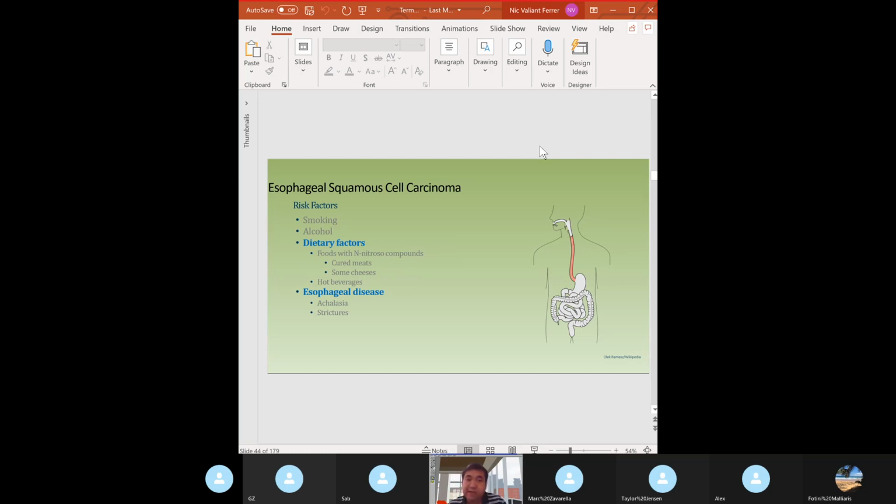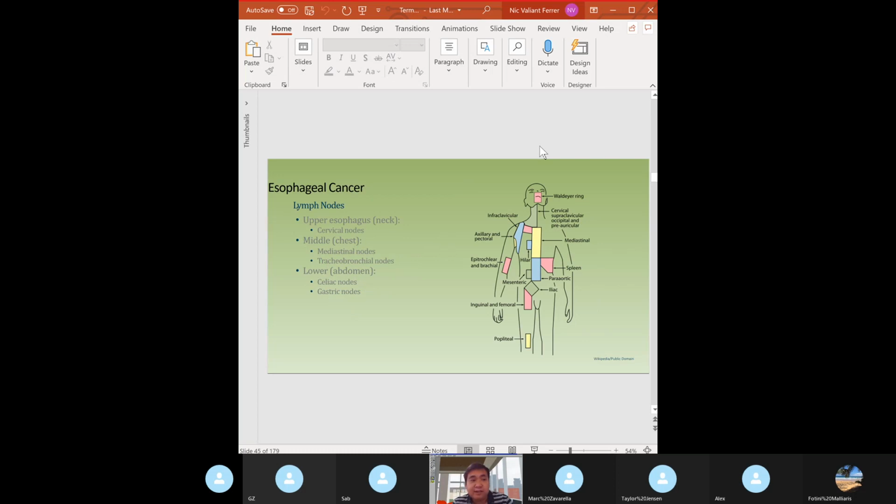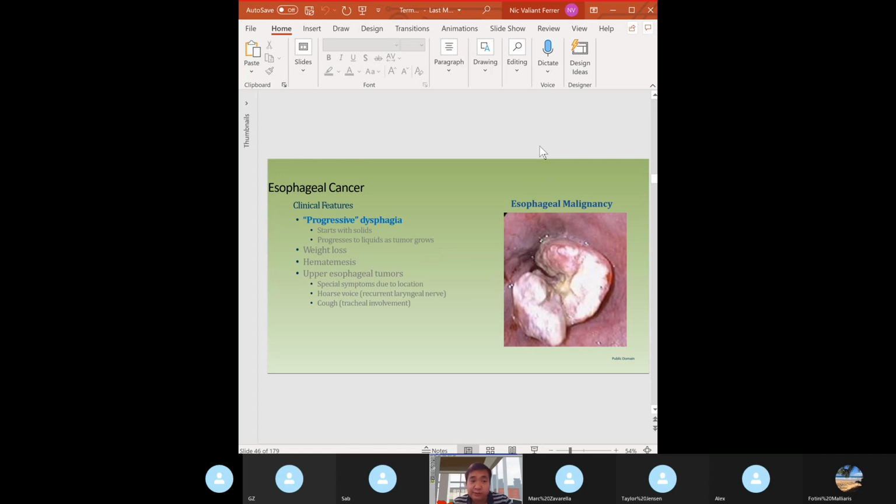Why? Because in Asia, we love cured meats, right? But remember the nitrogen compounds. And we love to drink tea, so hot tea, hot beverages. Of course, lymph nodes, do I need to know that? No, but just remember, esophageal cancer can metastasize to your lymph nodes.